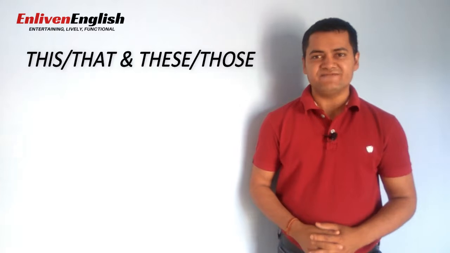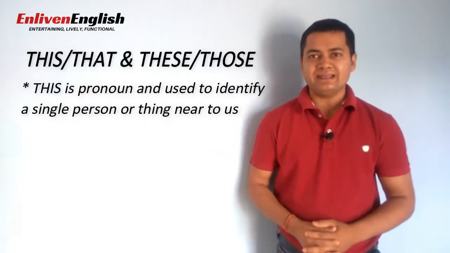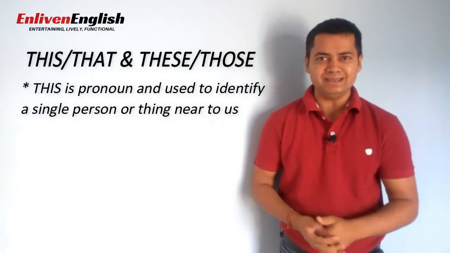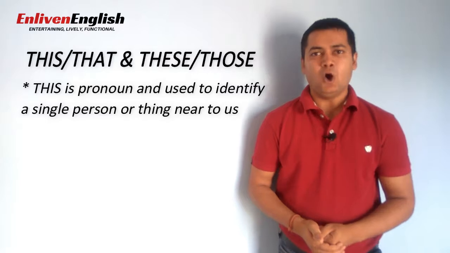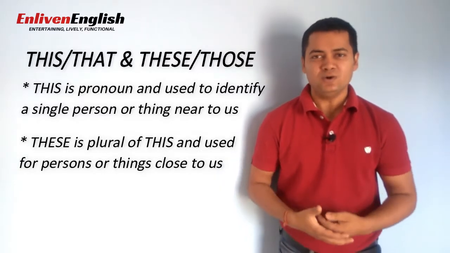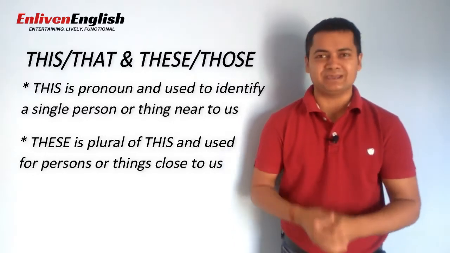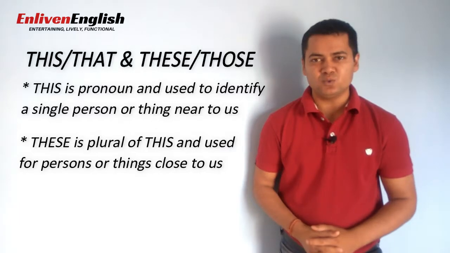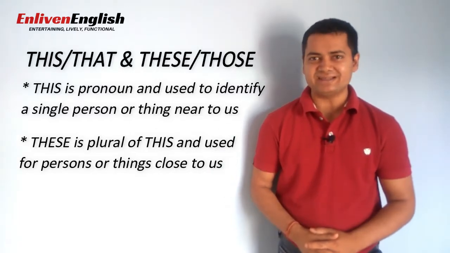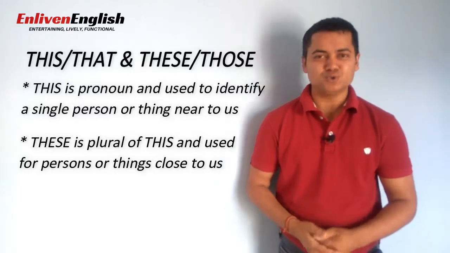Let's understand the difference, which is of distance. This is a pronoun and is used for identifying one specific person or thing that is being indicated or experienced close at hand. These is the plural form of this and is used for more than one person or thing. One thing we need to remember with this and these is that both are used to identify things or persons that are near or close to us.